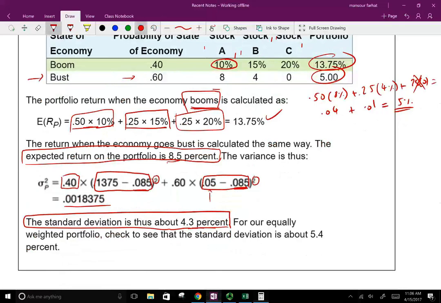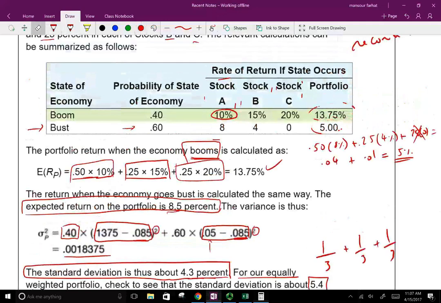If the portfolio was equally weighted, what does it mean the portfolio is equally weighted? It means 1/3, 1/3, 1/3. So if you invest the money 1/3, 1/3, 1/3, the standard deviation of the portfolio will be 5.4%. And what I suggest you do is, give it a shot and see if you can find the standard deviation, assuming this portfolio is weighted 1/3, 1/3, 1/3, rather than 50, 25, and 25.